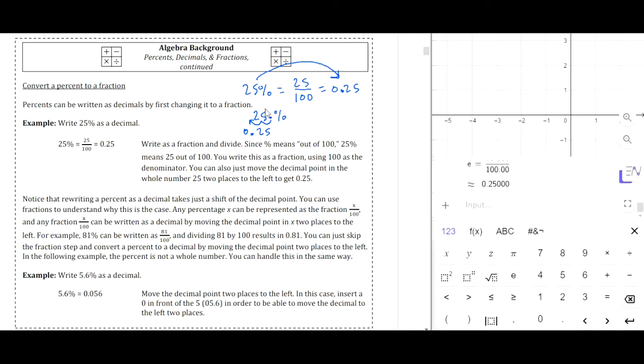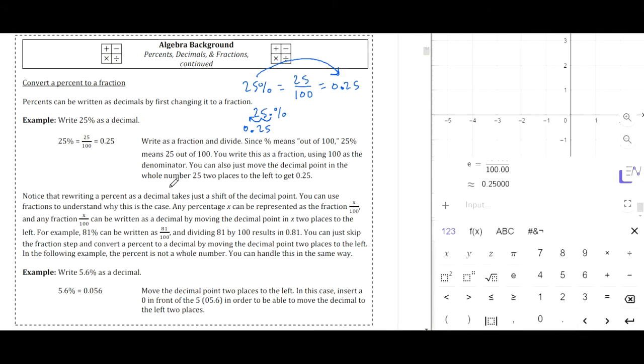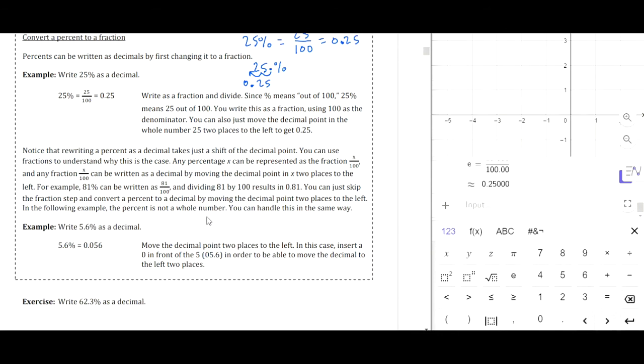Let's try this other example, 5.6% written as a decimal. We can write that as 5.6 per 100. And then notice 5.6 divided by 100 is 0.056. We see the same result as above. We have the same digits, 5 and 6, it's just that the decimal point has been moved, right?